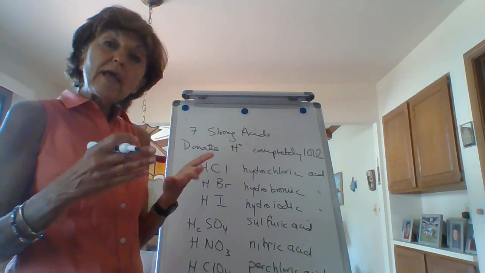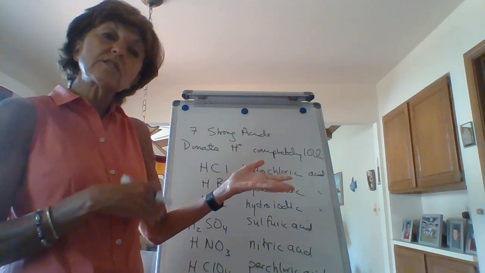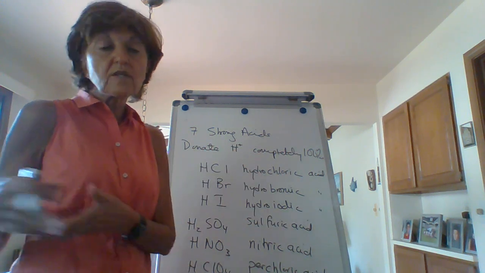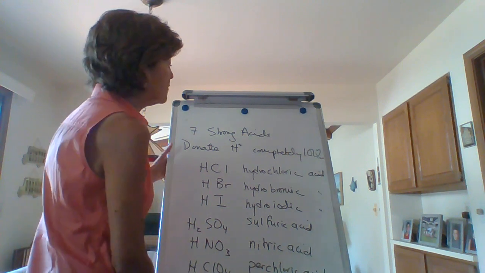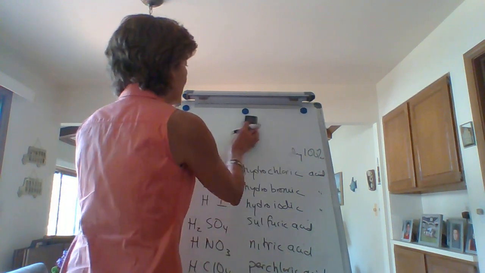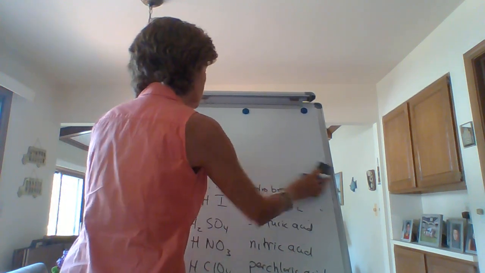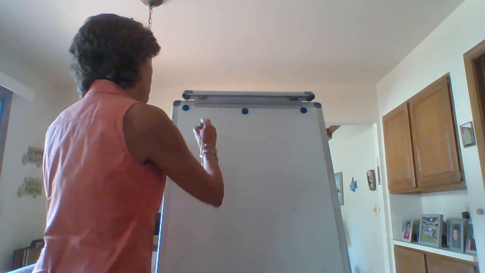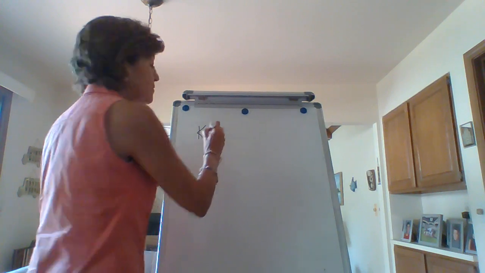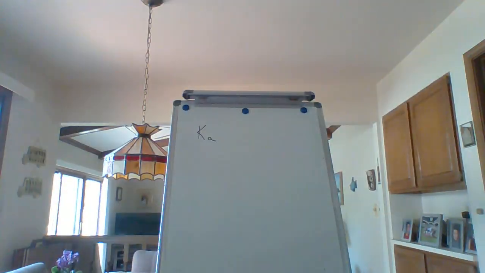Well, how do they rank the weak ones? How do you know which one is the strongest of all the weak ones? Well, the way you do that is you use something called an acid dissociation constant, or Ka. Remember K equilibrium? Remember that from the last chapter? Now we're just going to call it Ka.